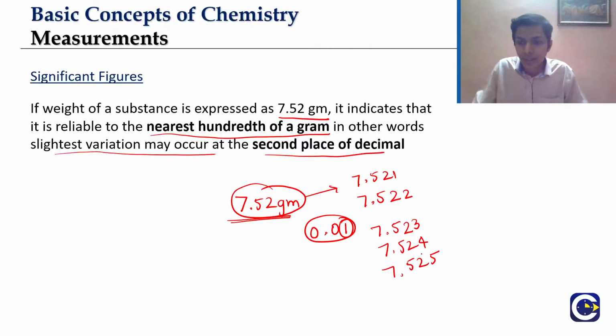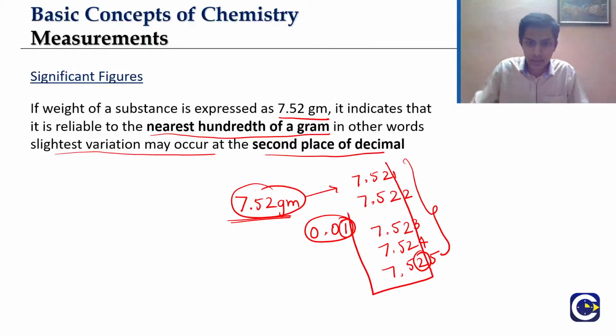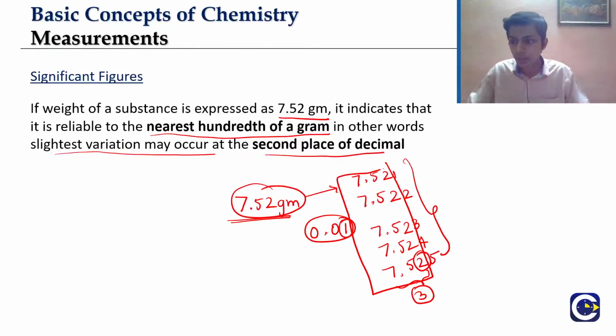Because the previous one is even, we don't increase. Even means no increase; odd means increase by 1. Clear? So these are all the possibilities. So I can say it is significant only up to this, isn't it? That means 3 places are significant. That means 3 places are of significance or of some value.